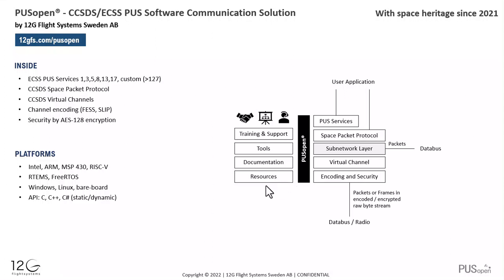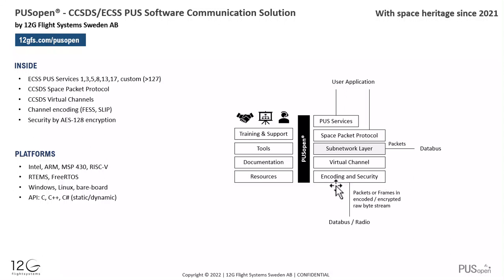There are 5 layers in PUSopen. It's configurable. You don't need to use all of them. You can select which ones you will have. So you can only use PUS services if you configure it like that, or you can use PUS services with a space packet protocol if you configure it like that, or you can use it as a whole stack. It's up to you how you want to tweak PUSopen for your specific application.